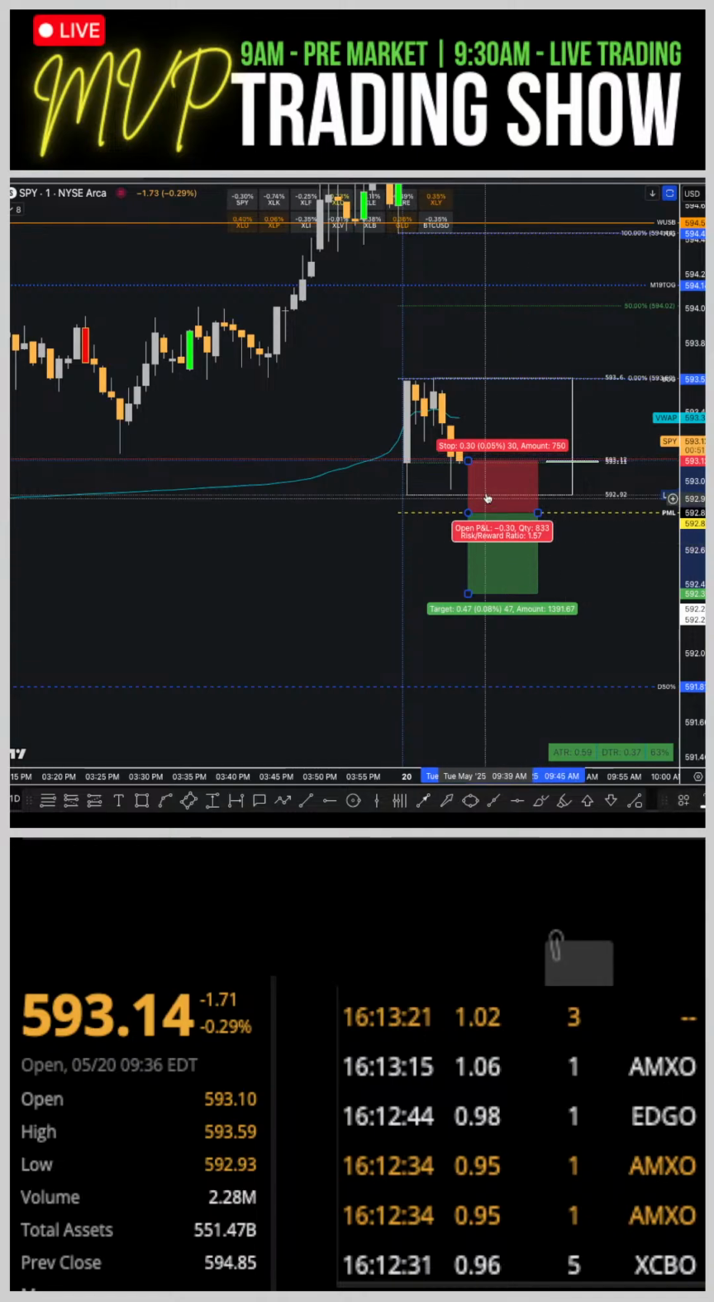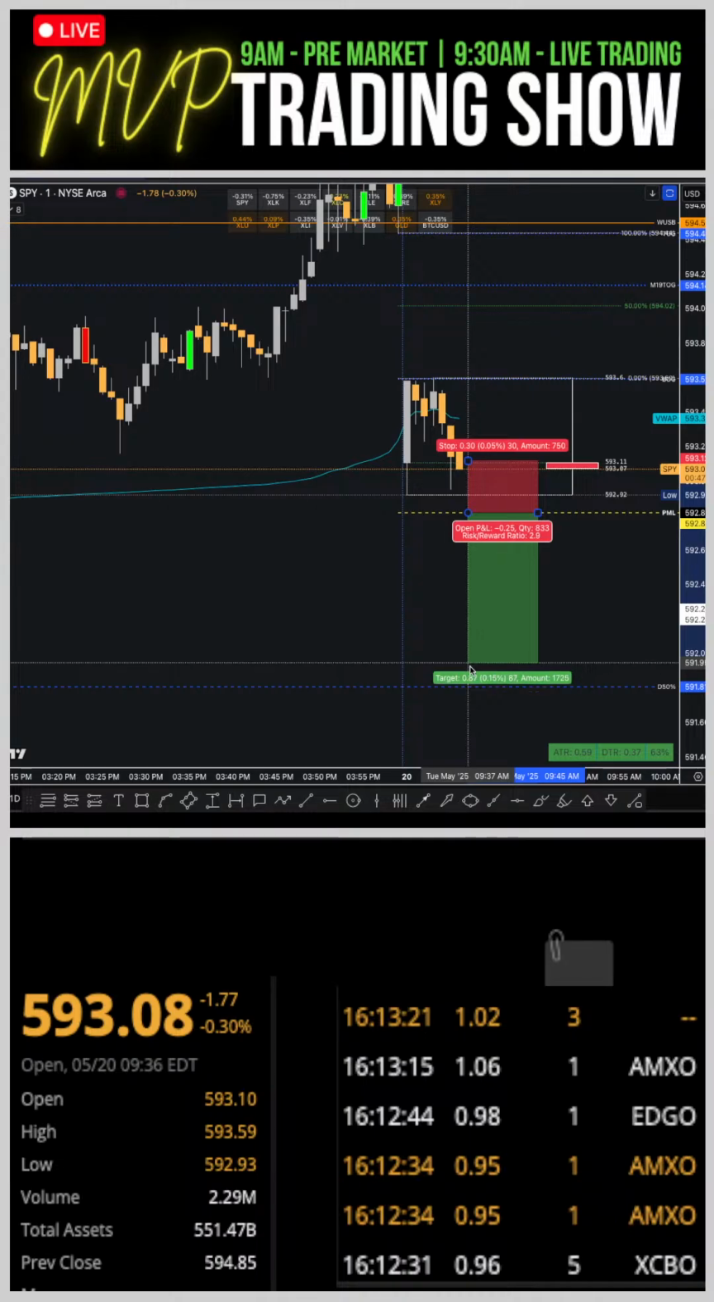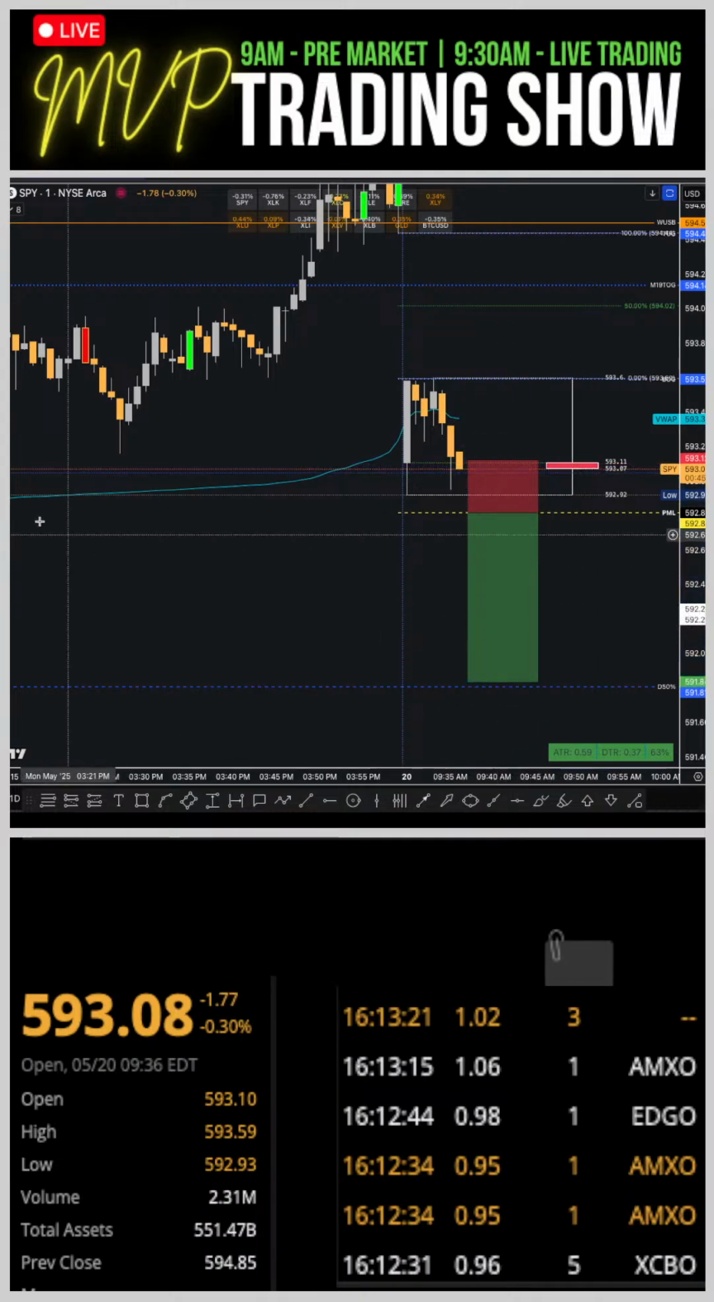So in this case, do you want to play the break? Do you want to play the break and hold? Do you want to play the retest? Those things are the decisions you want to be making on your own. Sometimes the break pays off. Sometimes the retest pays off. Sometimes the break leads to a temporary bounce. So it really depends. I'm looking to see if I can get that break down there.